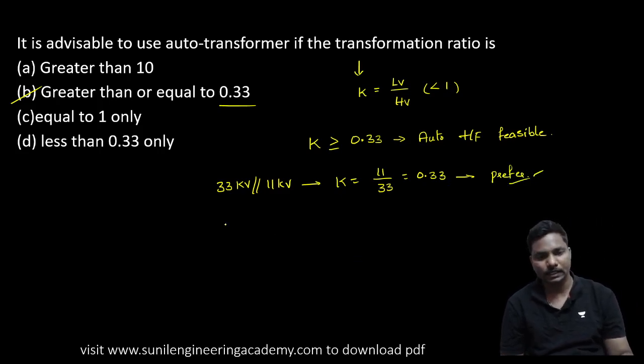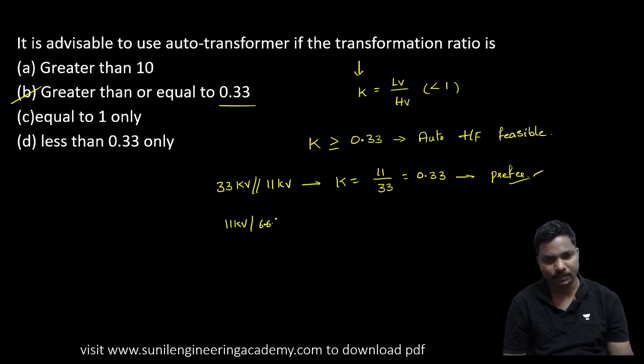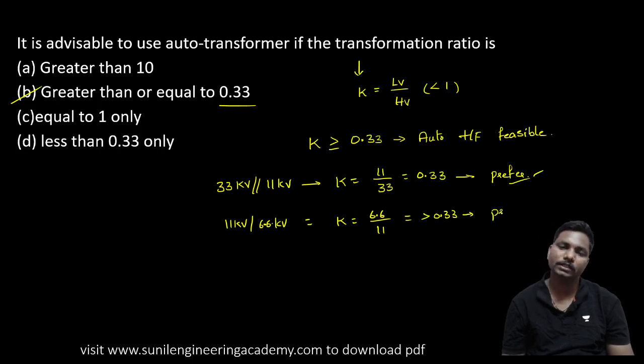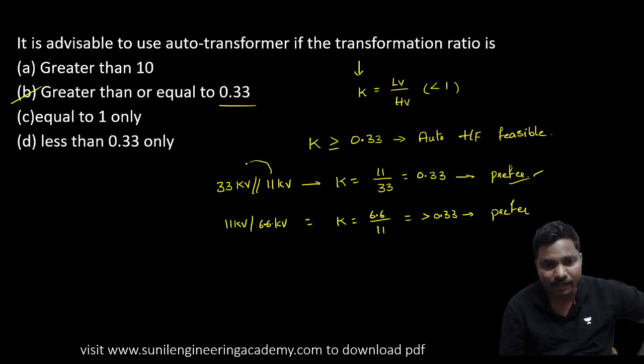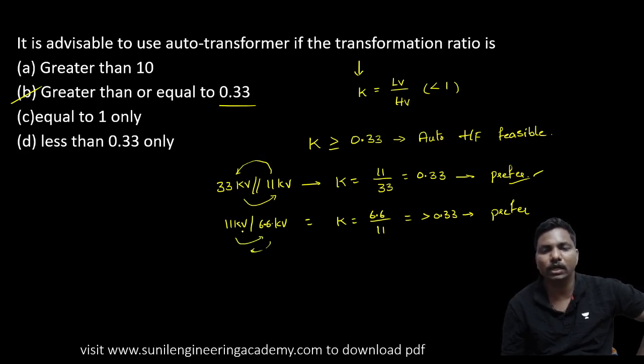In the same way, consider 11 kilovolt to 6.6 kilovolt. Then K is equal to 6.6 by 11, which is more than 0.33. So here also it is preferred to make auto transformer. That means we can convert 11 kilovolt to 33 kilovolt or 33 kilovolt to 11 kilovolt, that is possible. 11 to 6.6, 6.6 to 11 also possible.